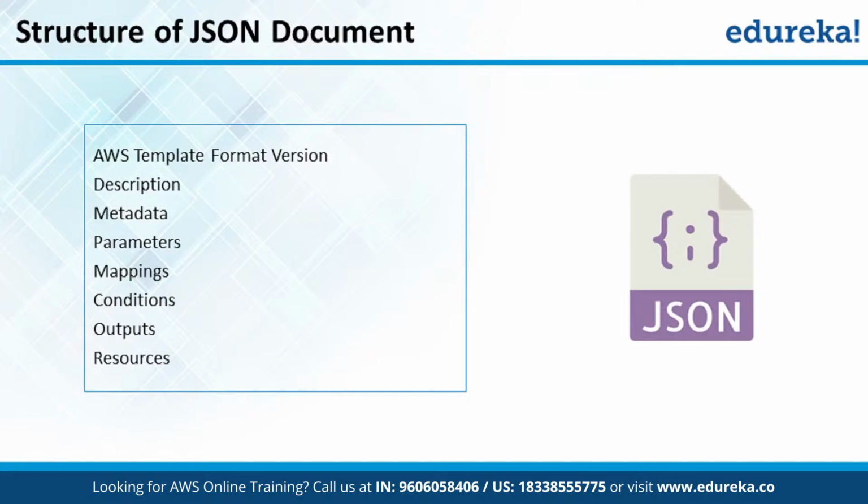Then you have the metadata. Metadata will basically contain the properties of your template. Then you have the parameters. Any values that you have to pass to the template will be included in the parameters. Next comes mappings. Mappings would basically include the dependencies between your AWS resources.